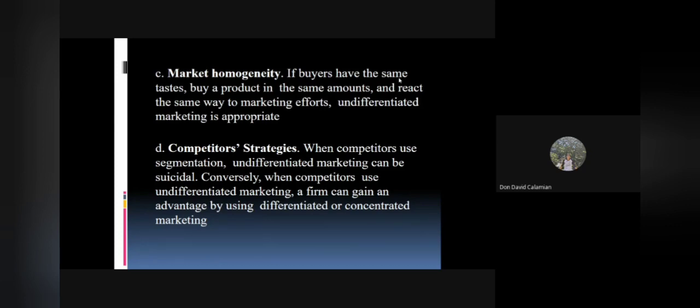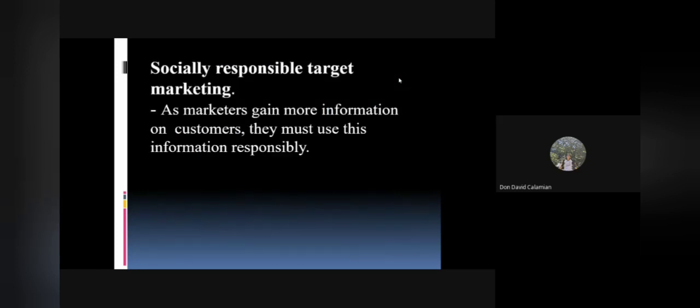So next is socially responsible target marketing. So as marketers gain more information on customers, they must use this information responsibly. So the more you know your market, the more we should be careful in using those information, and let us not forget to be responsible marketers.